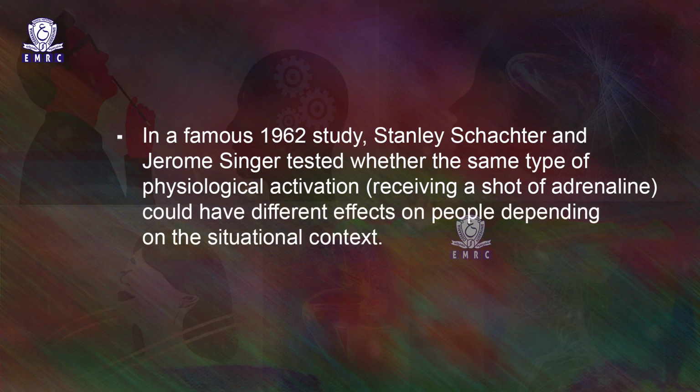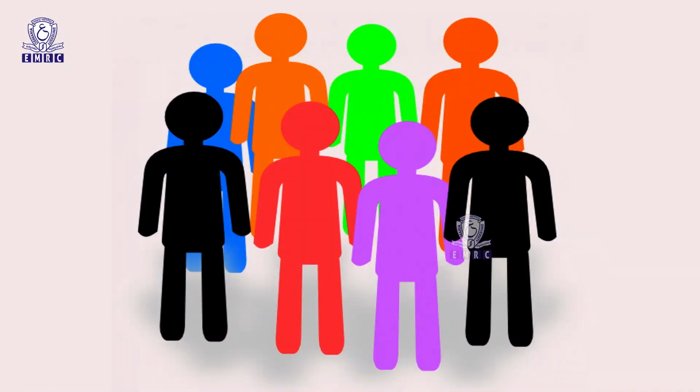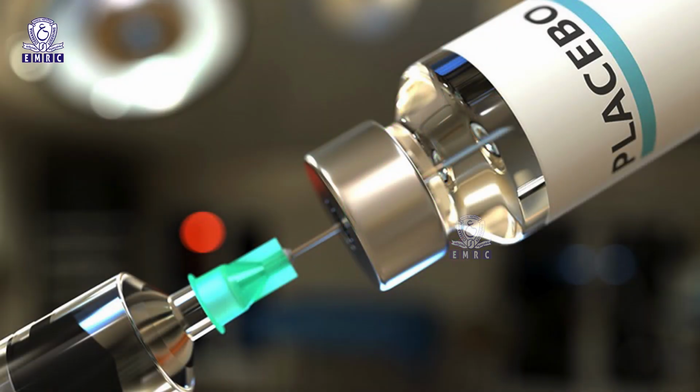In a famous 1962 study, Stanley Schachter and Jerome Singer tested whether the same type of physiological activation, receiving a shot of adrenaline, could have different effects on people depending on the situational context. In the study, participants who were all male college students were given either a shot of epinephrine, which they were told was merely a vitamin injection, or a placebo injection.